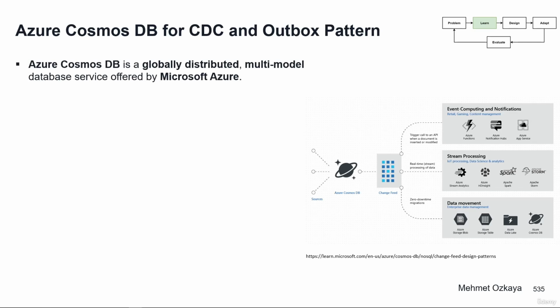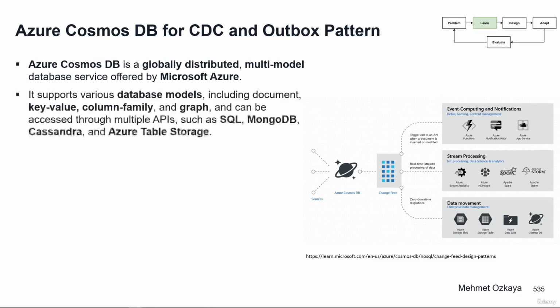Azure CosmosDB is a globally distributed multimodal database service offered by Microsoft Azure. It supports various database models including the document, key value, column family and graph, and it can be accessed through multiple APIs, for example SQL, MongoDB, Cassandra and Azure Table Storage.